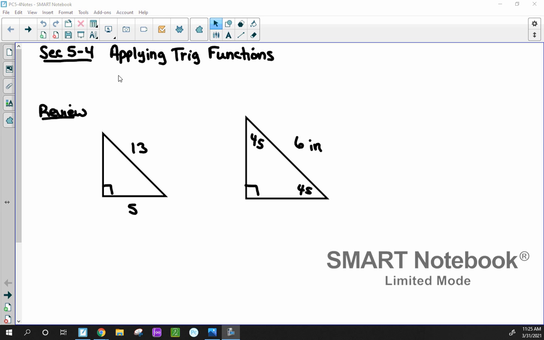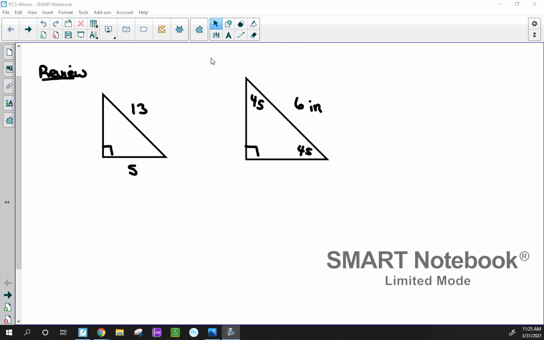Pre-calculus. Today we're going to look at section 5.4 on how to apply trig functions. First slide is just making sure that you have learned the previous material. Just very quickly review. The first question you see is obviously a right triangle. Notice that I've given you a leg of 5 units and a hypotenuse of 13.